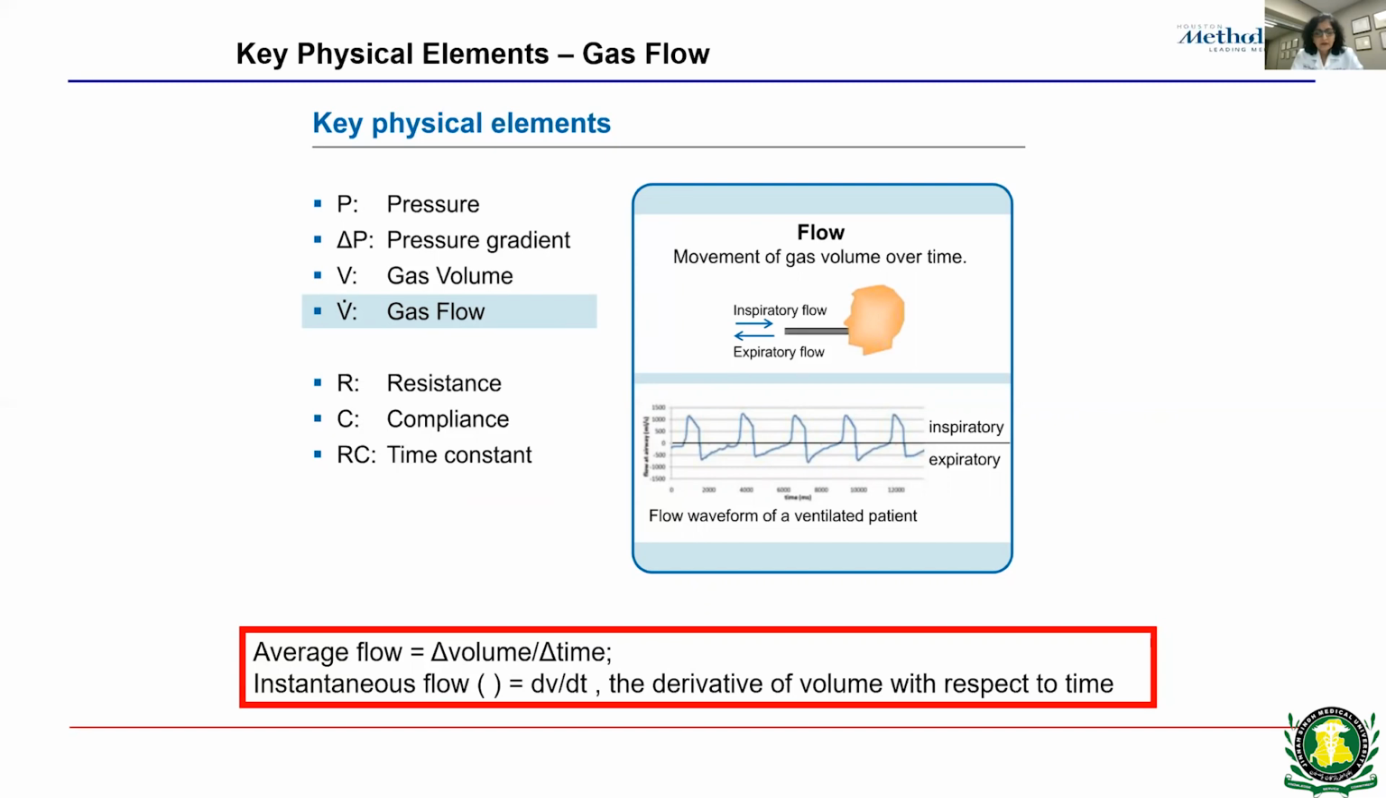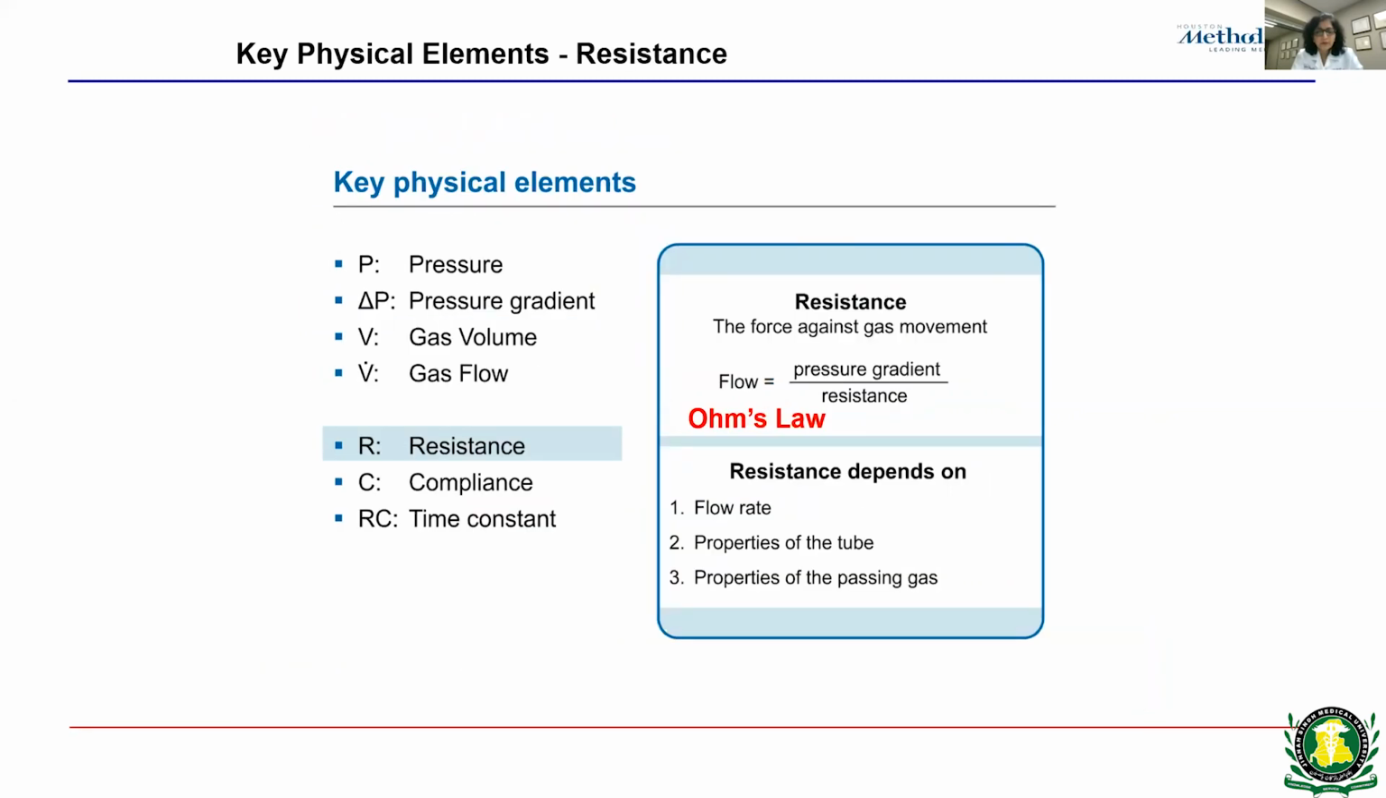Resistance. Resistance is defined as the force that tends to oppose or retard gas movement. Resistance depends on three factors. One, it is flow dependent, so the higher the flow, the greater the resistance. Two, it depends on the physical properties of the tube, such as the length and the internal diameter of the tube. And three, the physical properties of the gas, for example, density and viscosity.